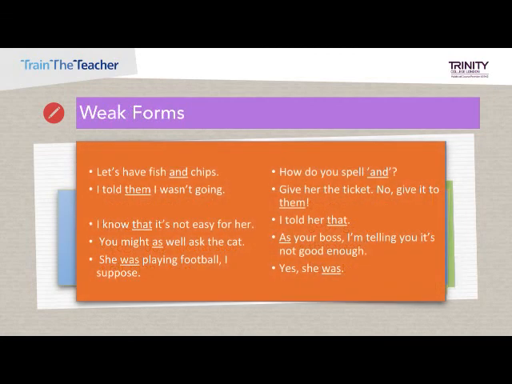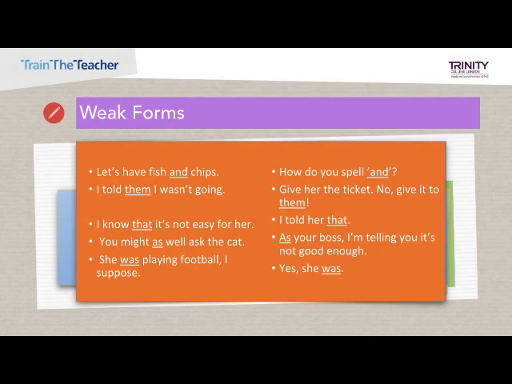For weak forms, again, have a look at the corresponding part of your task sheet for this slide. Look at the words underlined in each sentence pair. What do you notice about how they're pronounced in each sentence? Pause the video and work on this task with your partner or group now.